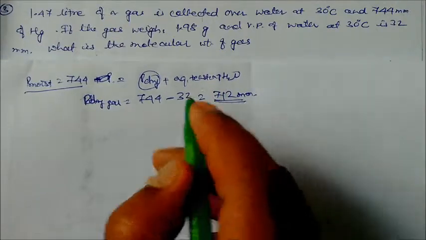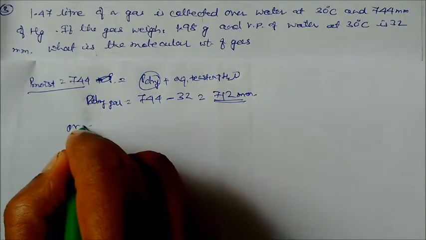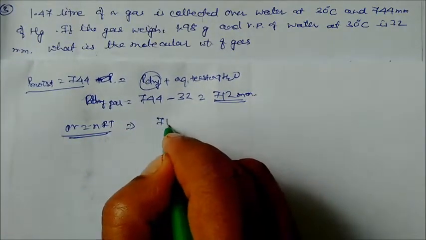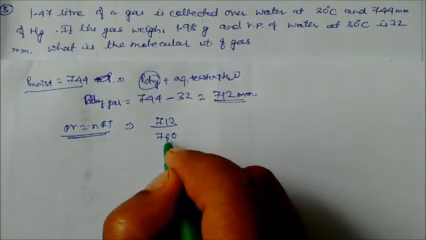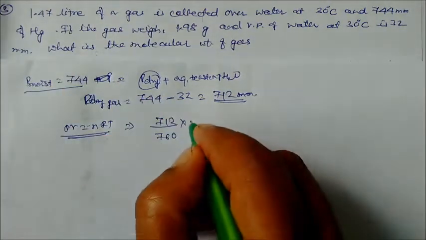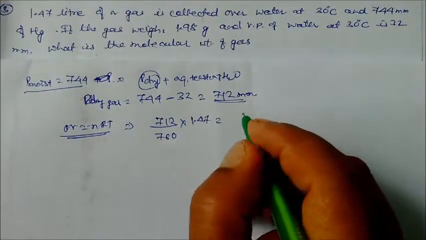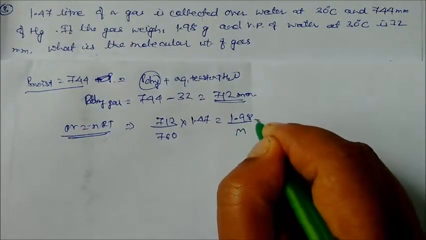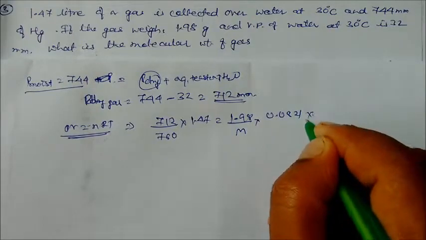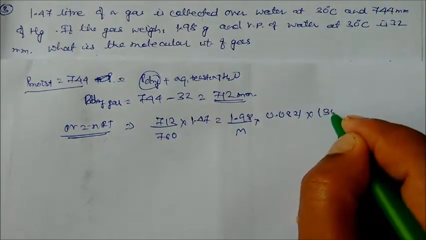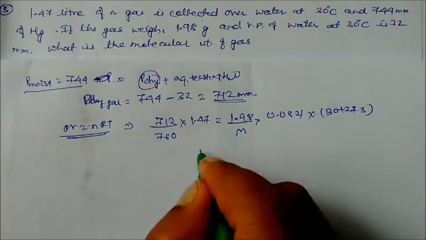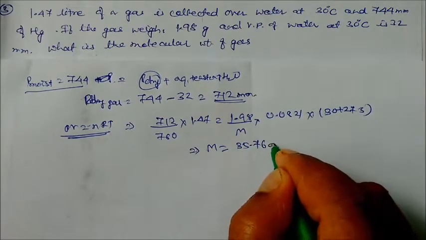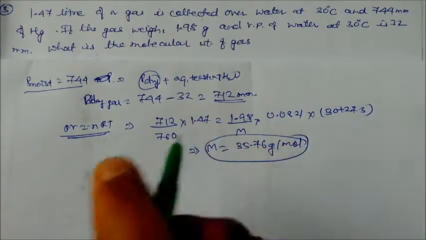So we know the pressure of dry gas, so we can write PV equal to nRT. Use the ideal gas equation because from here we will get the molar mass. Pressure is given here 712 upon 760. Volume is given 1.47 liter. Weight is 1.98 gram divided by molar mass, into 0.0821 into temperature, 30 degree, means 30 plus 273. If you solve it, you will get molar mass 35.76 gram per mole. So this is our answer.